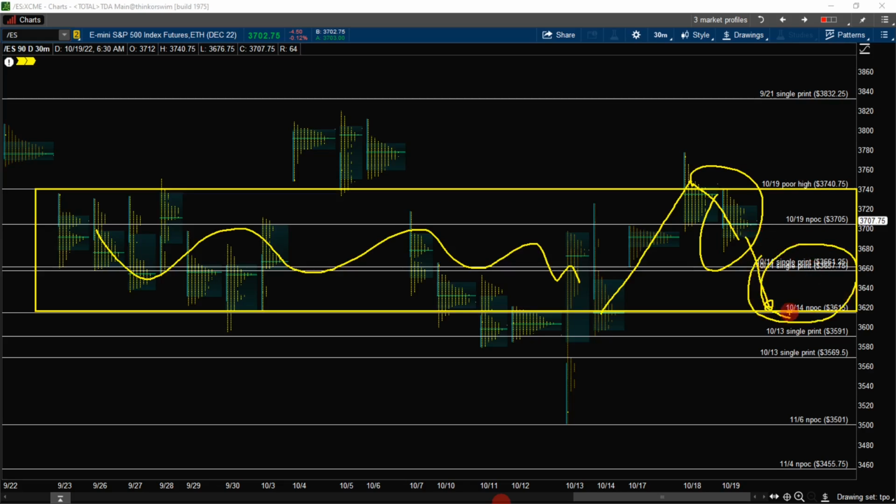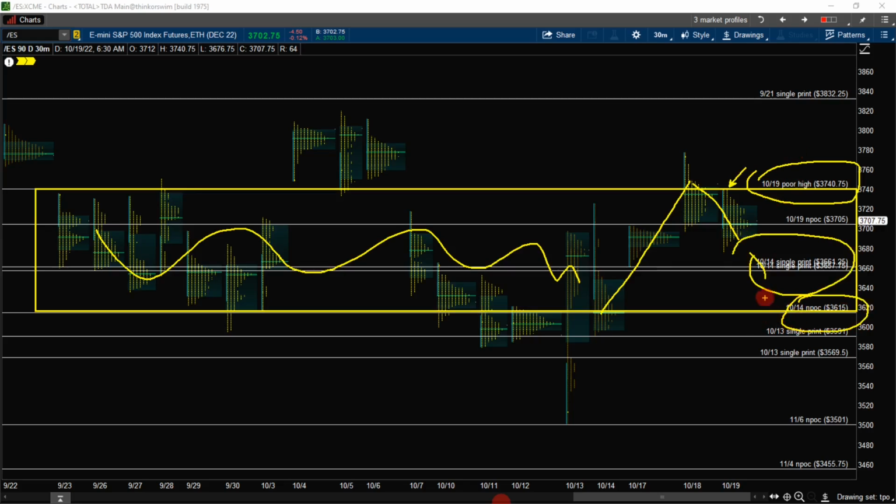Try to retrace this area here. So that's what I'm going to be focusing on for tomorrow. And we also notice that there is a pull high up here. So this pull high will eventually get taken out. But right now I'm looking at the single prints and also the point of control down here.